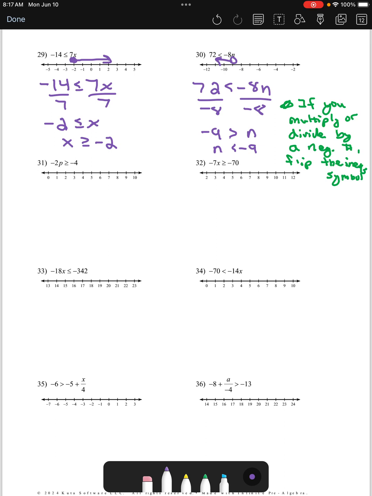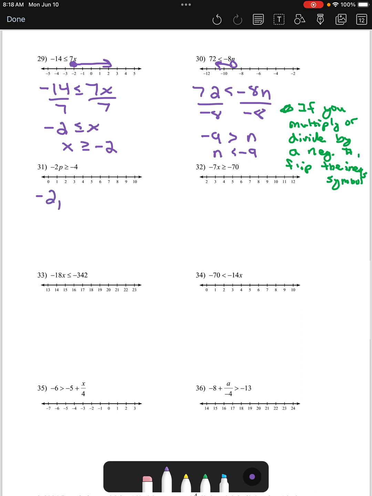We only have to worry about this whole do we, don't we, if the number with the variable is negative. And specifically, if it's attached by multiplication or division. So again, this rule does not apply to addition. It does not apply to subtraction. This is strictly when multiplying or dividing.